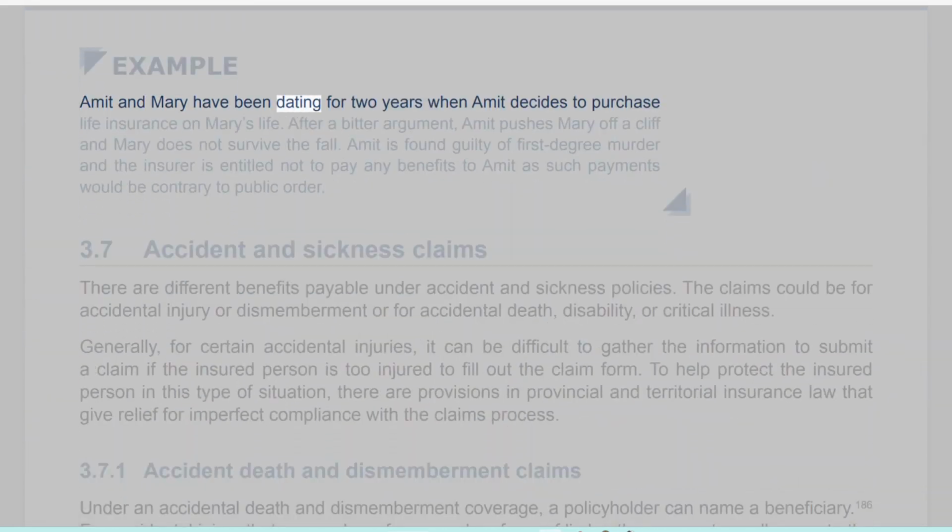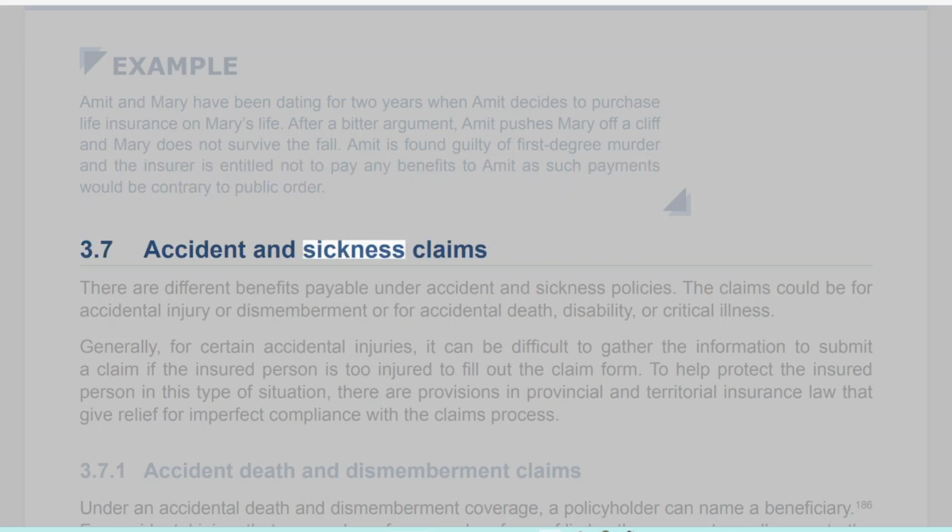Amit and Mary have been dating for 2 years when Amit decides to purchase life insurance on Mary's life. After a bitter argument, Amit pushes Mary off a cliff and Mary does not survive the fall. Amit is found guilty of first-degree murder and the insurer is entitled not to pay any benefits to Amit as such payments would be contrary to public order.